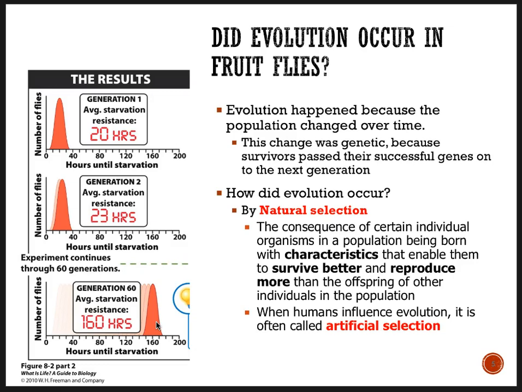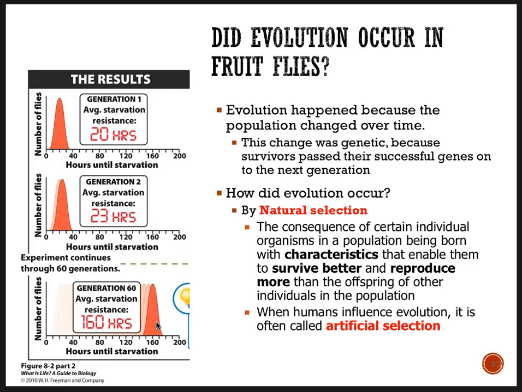So you might argue that what you see here with the fruit flies is not, in fact, natural selection. You might argue that it is artificial selection. And all that artificial selection is, is natural selection done by humans. There is no difference in the basics of what goes into natural selection, except that humans are doing it with a goal in mind.